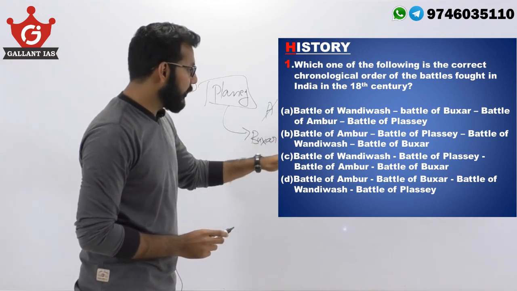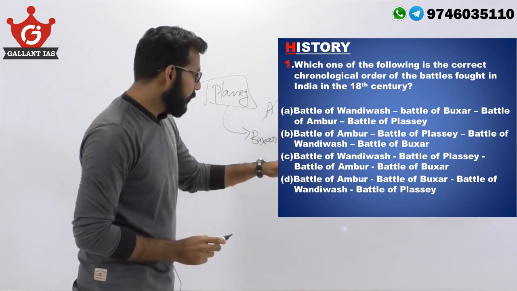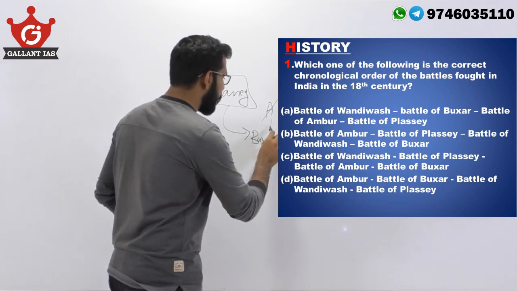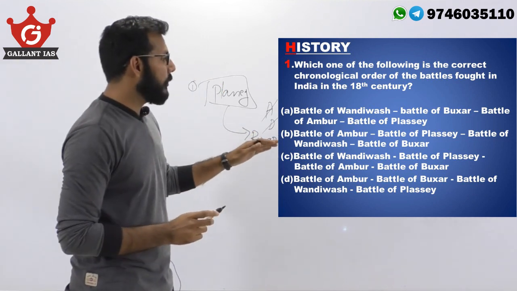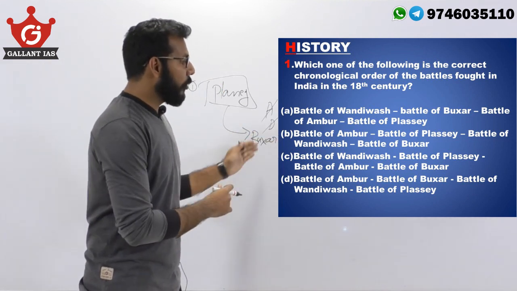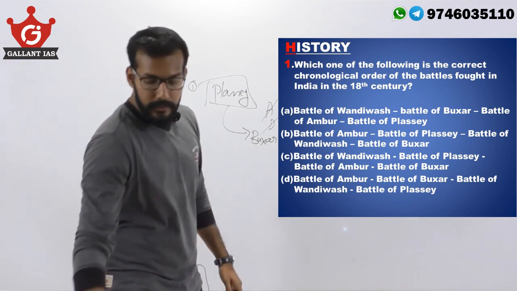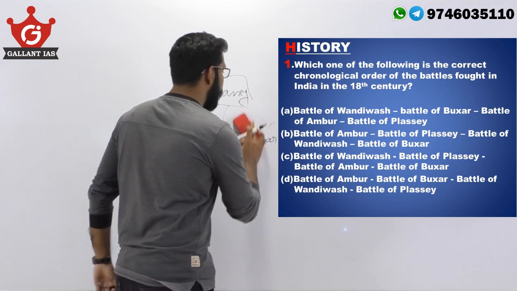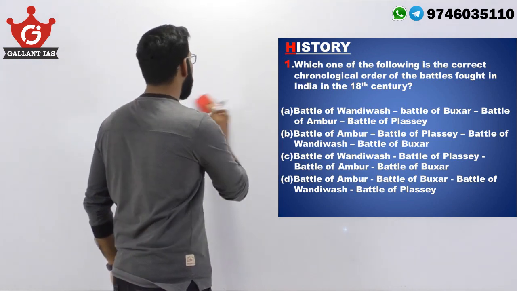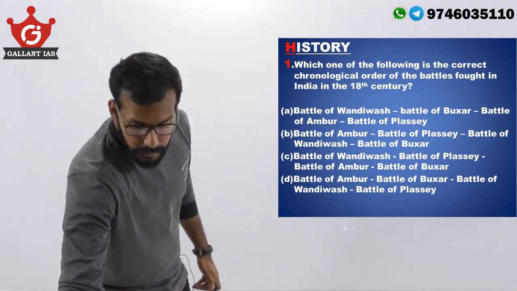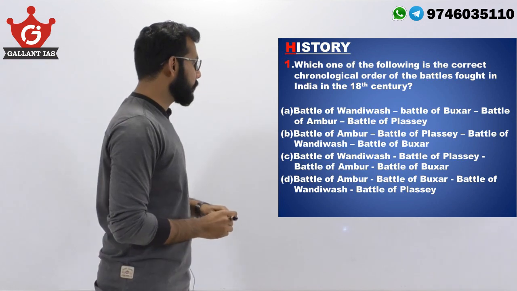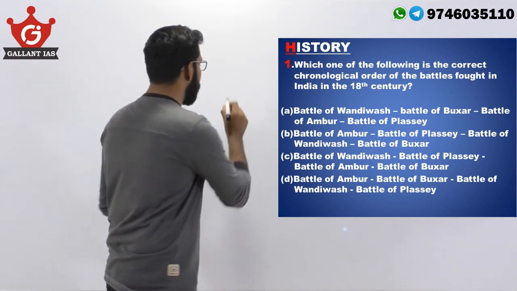and we can also eliminate D, because both of them show that Battle of Plassey occurred after Buxar, which is wrong. Actually, Battle of Plassey is the first battle fought between the British East India Company and the Army of Nawab of Bengal. So the options left for us are B and C.